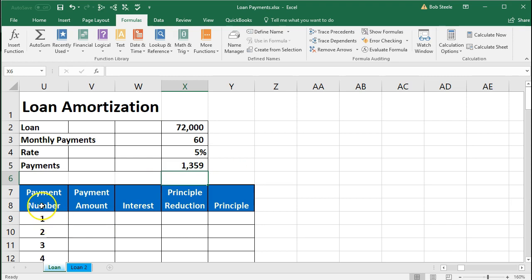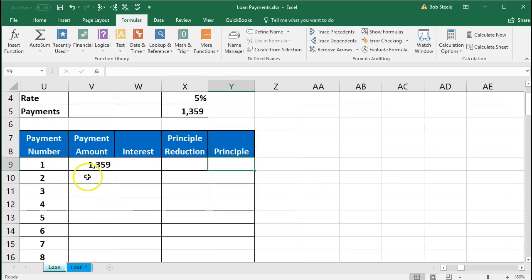So within our Excel table now, we're going to have the number of payments here, and the payment amount, which is always just going to be this. So that's a constant. We know what that's going to be. The interest and principal will change. The principal amount before this is $72,000. After the first payment, it's going to be something less. So there's going to be 60 payments.